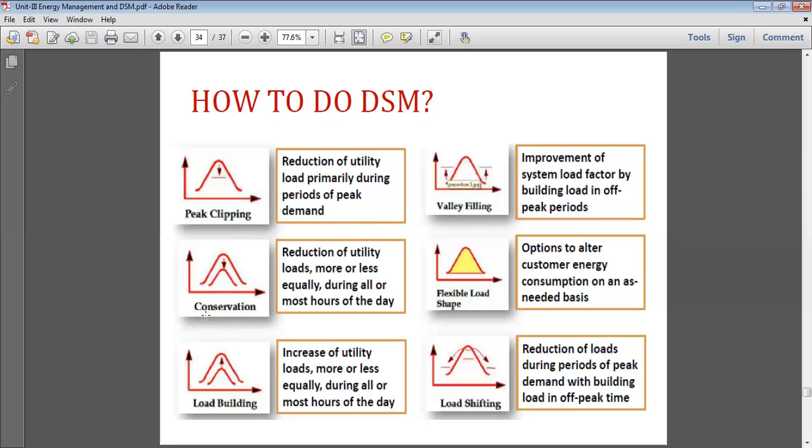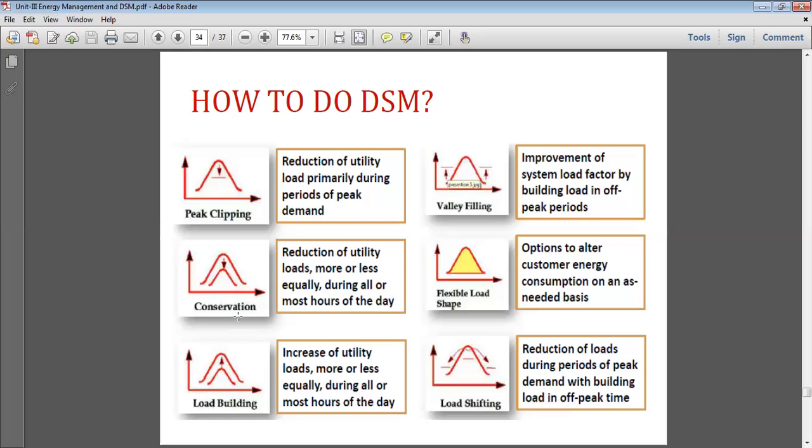Next is the conservation. We are doing the conservation, and that conservation is going to affect all 24 hours of the day, because everywhere there is a reduction in consumption. Suppose it is a factory, we have implemented the energy conservation program. The consumer carried out the exercise of energy audit and energy conservation, whatever energy efficient equipment has been utilized, all the old machineries have been replaced by the new star rating machines.